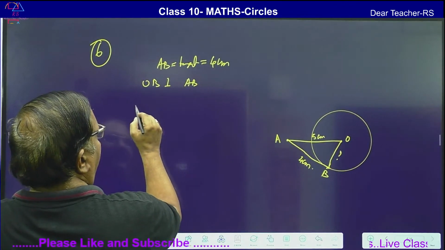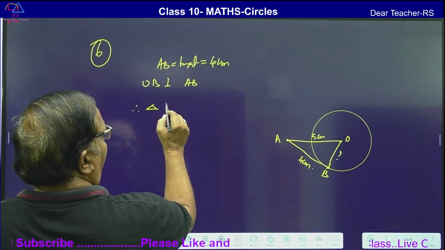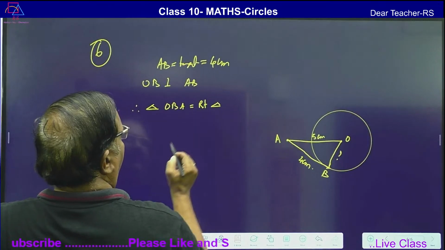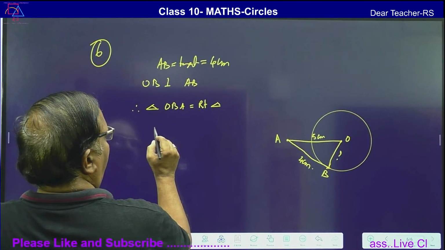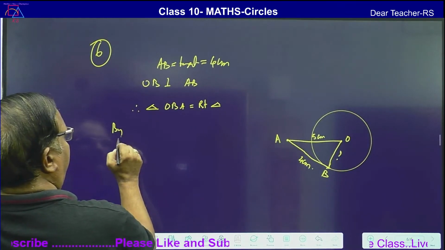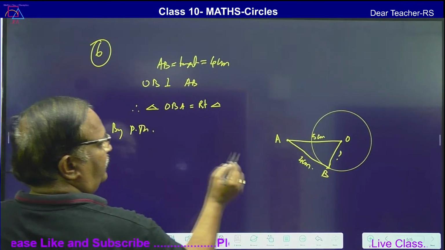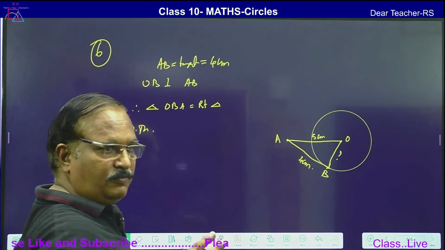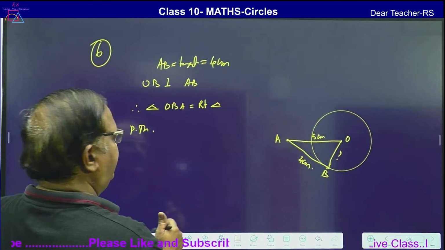Okay. Therefore, triangle OBA is a right triangle. Therefore, Pythagoras theorem. Because we know two sides, we have to find out the third side.